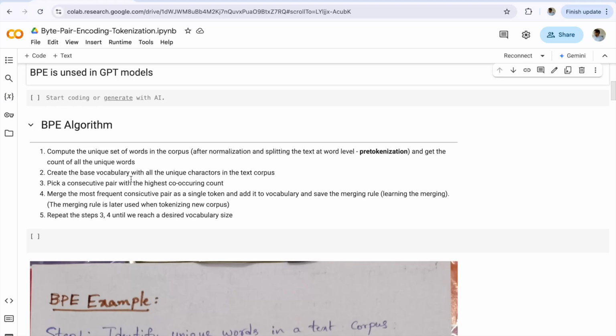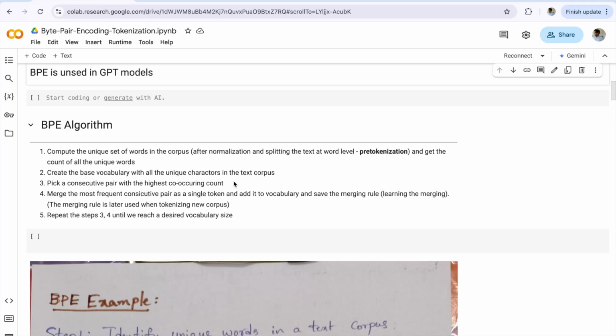Then we need to create a base vocabulary. Base vocabulary is nothing but all the unique characters in our text corpus as our starting vocabulary. Then we need to fix the size to which we need to grow the vocabulary, and we will iteratively grow until that point and then stop. Once we have our words and the base vocabulary ready, we pick consecutive pairs of co-occurring characters or tokens in our base vocabulary and identify which pair has the highest co-occurring count. We will see all this with an example.